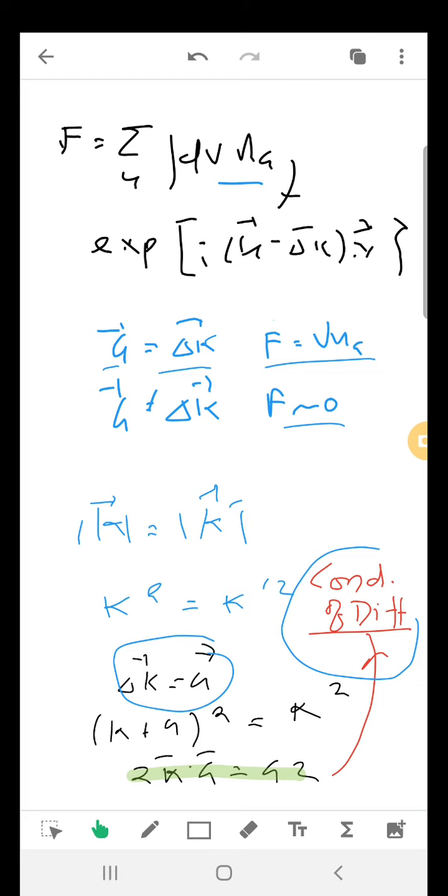This holds if the scattering vector matches the reciprocal lattice vector, and if it does not match the reciprocal lattice, then the scattering amplitude goes to 0. Now the magnitudes of the two wave vectors, before and after diffraction, are the same, and this is the diffraction condition. If you put it into the equation, this is what we get: 2k dot G is equal to G squared. This is the condition of diffraction that has to be satisfied.